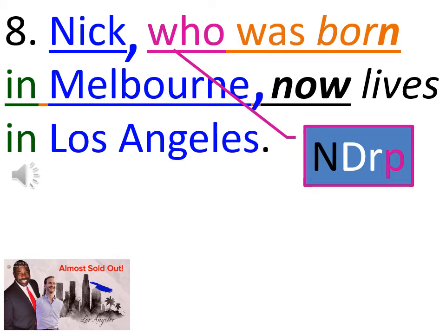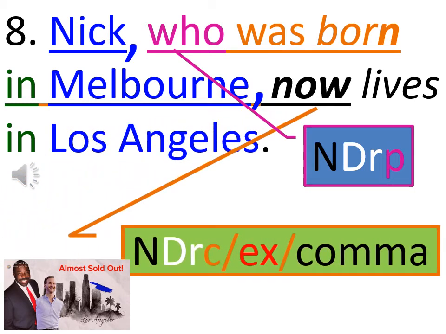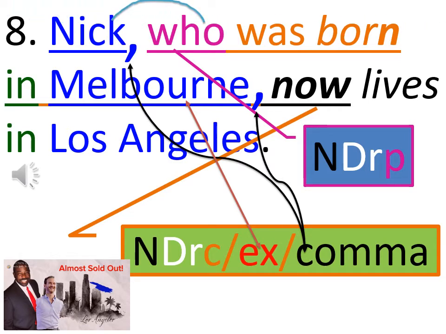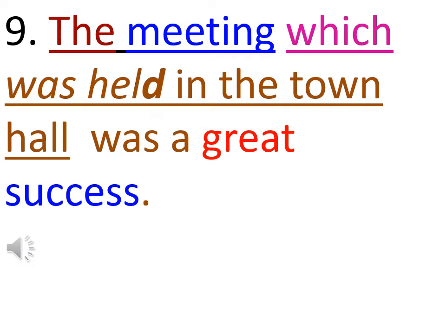Non-defining relative pronoun. Non-defining relative clause. Comma. Comma. Extra information. Noun and relative pronoun. The meeting, which was held in the town hall, was a great success.